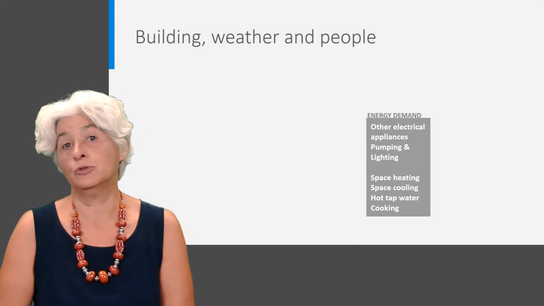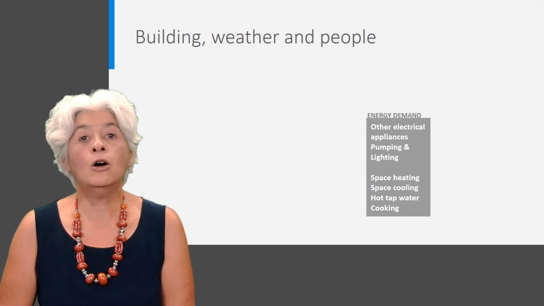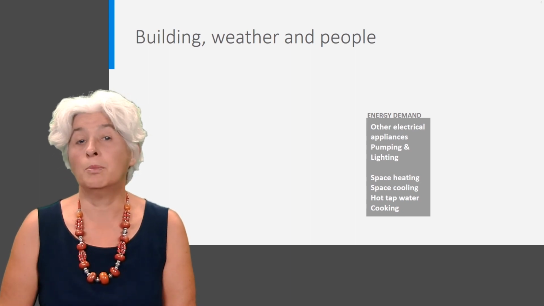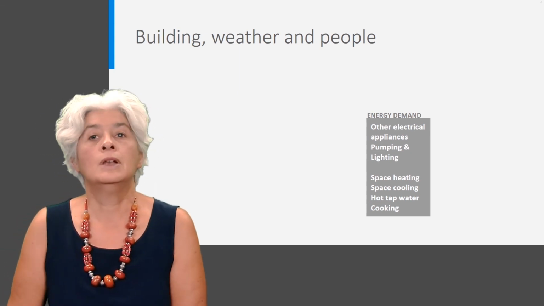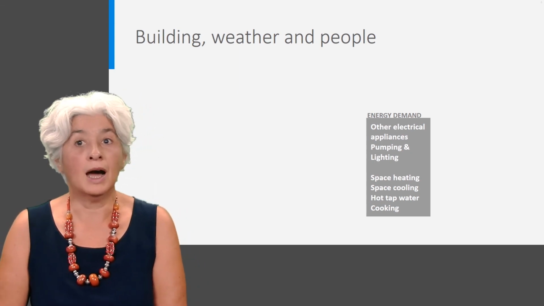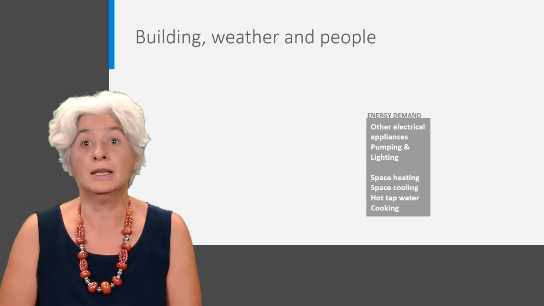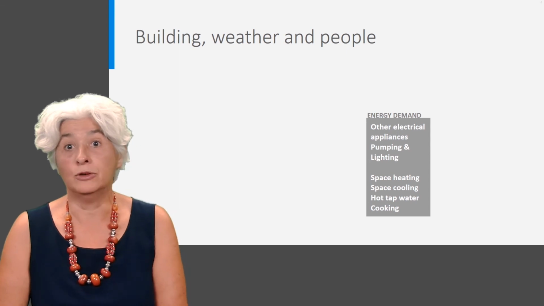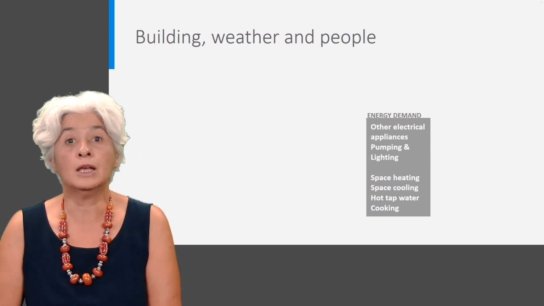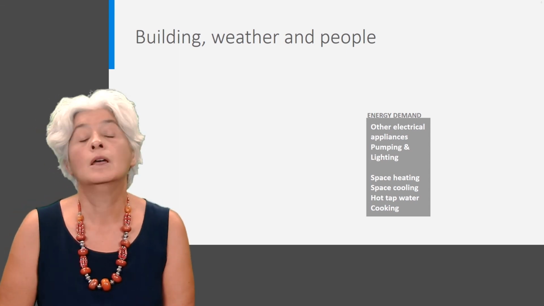Let's look first at which parts of the energy demand are sensitive to building characteristics. The only ones in the list of electrical appliances are lighting and pumps for water circulation, if any. The latter may depend on the building height, while the first one, lighting, is strongly dependent on building design. How large and high are the windows? How deep is the building? What type of glass is used?